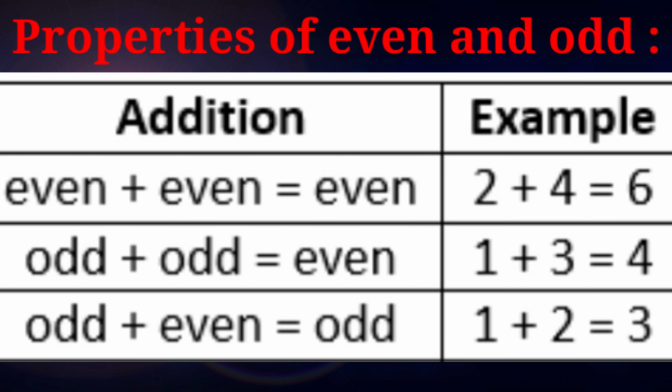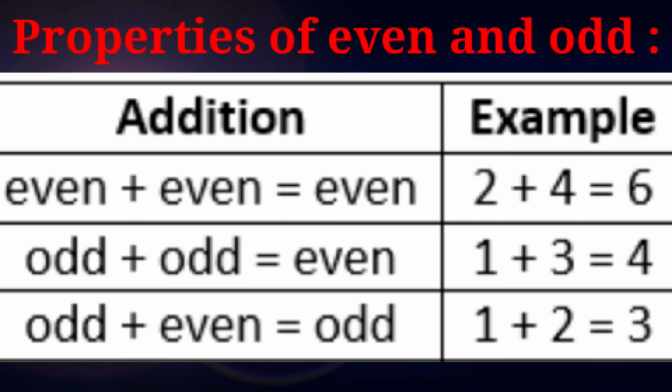So among these two numbers, one number is even and one number is odd, but in the answer we get an odd number. So remind yourself of this property, this rule, while doing the questions, although it's very simple.